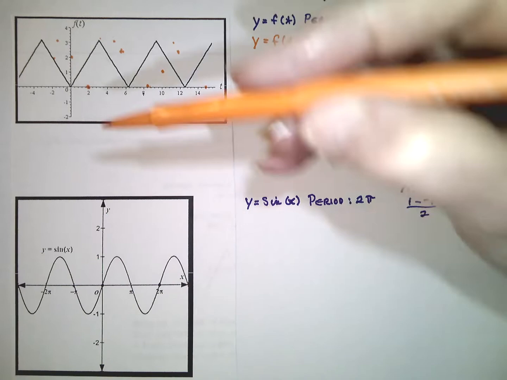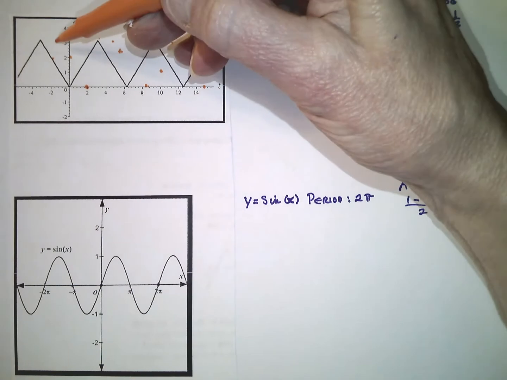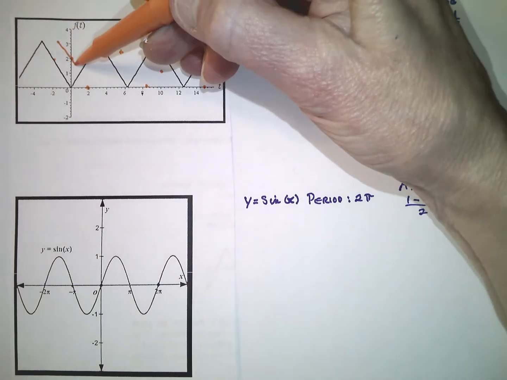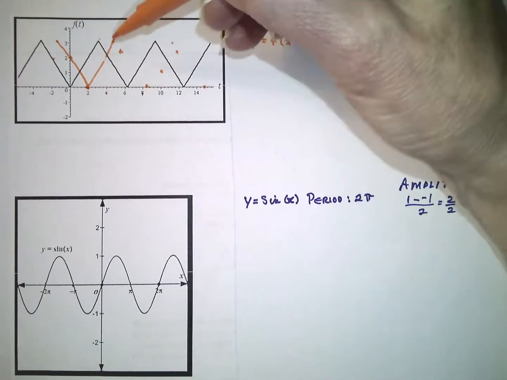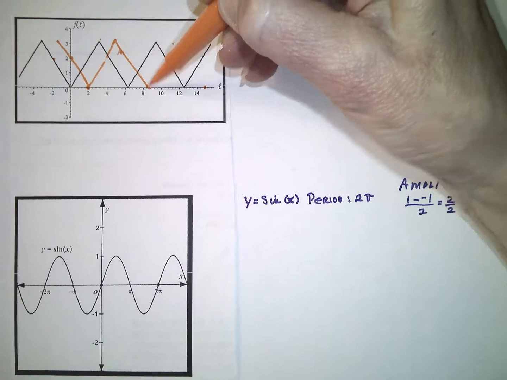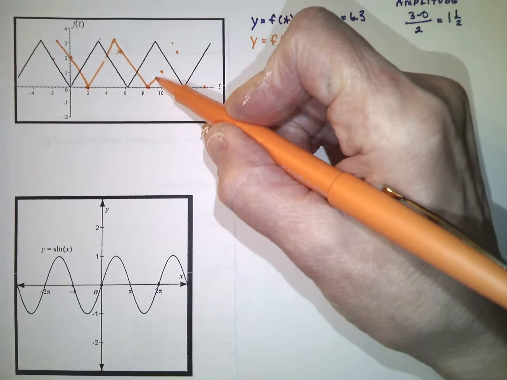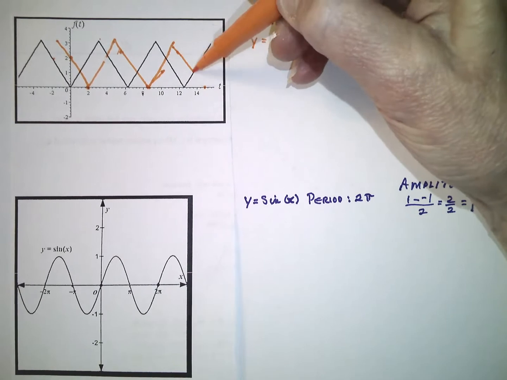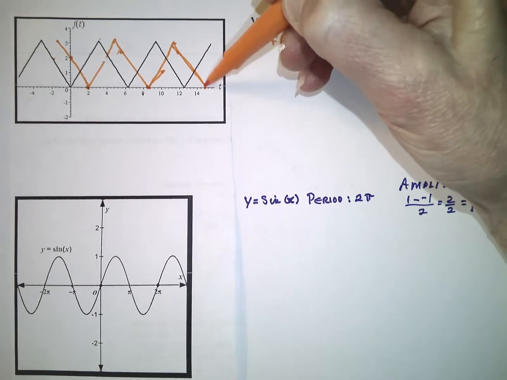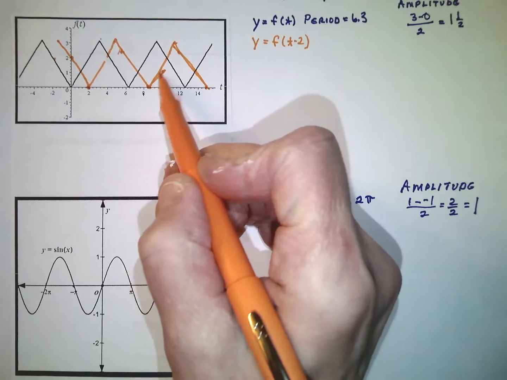So I'm going to try to connect the appropriate dots here, to move it over 2 spaces to the right. It looks like I kind of missed there. Sorry about that.